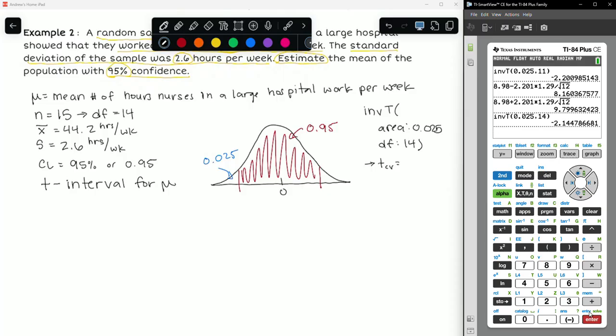Notice it is now a slightly larger value at 2.145. Next, we can go ahead and build our confidence interval. So sample mean plus or minus critical value times our standard error, S over square root of sample size. So 44.2 plus or minus 2.145 times 2.6 divided by the square root of 15.